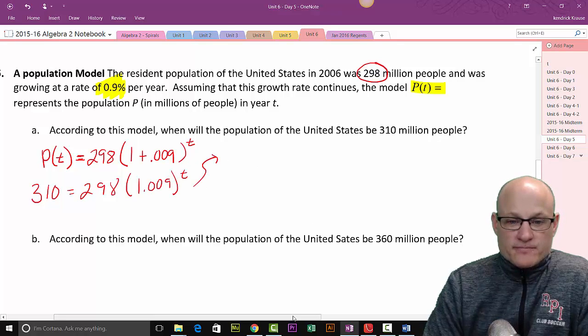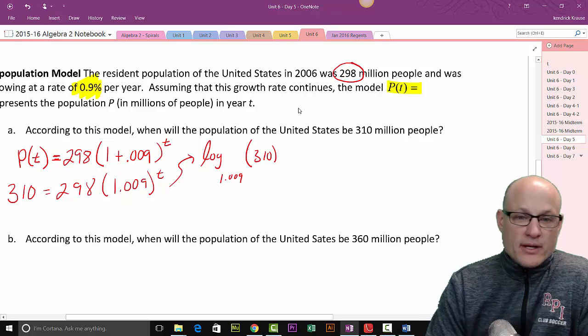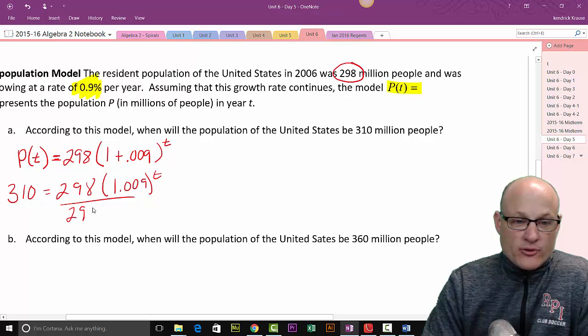So we're going to convert this. It's all about the base. So log base 1.009 of 310... Oh, man, I forgot to isolate the weird thing. Are you all yelling at me? Mr. Krause, you didn't isolate the weird thing. Got to get the weird thing alone before you start changing base. Divide by 298.